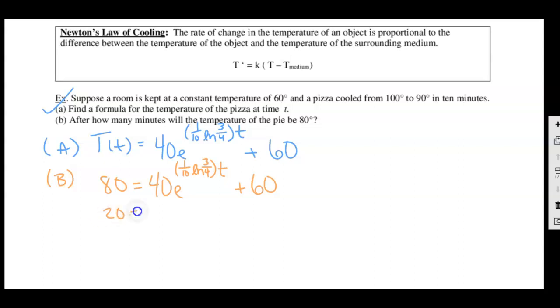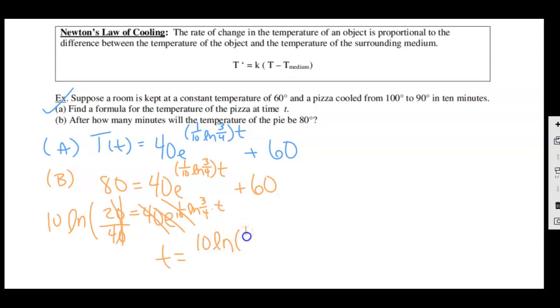Subtract the 60 over. Then I would divide by the 40, which will have some zeros that'll cancel, and that's going to be a 1/2. Then I would take an ln to get rid of the e. Then I would multiply by 10 to get rid of that. And then I would need to divide. So here we go. I got t is going to be equal to 10 ln of 1/2, and then you would have to divide it by ln of 3/4. Those ln's don't reduce at all.